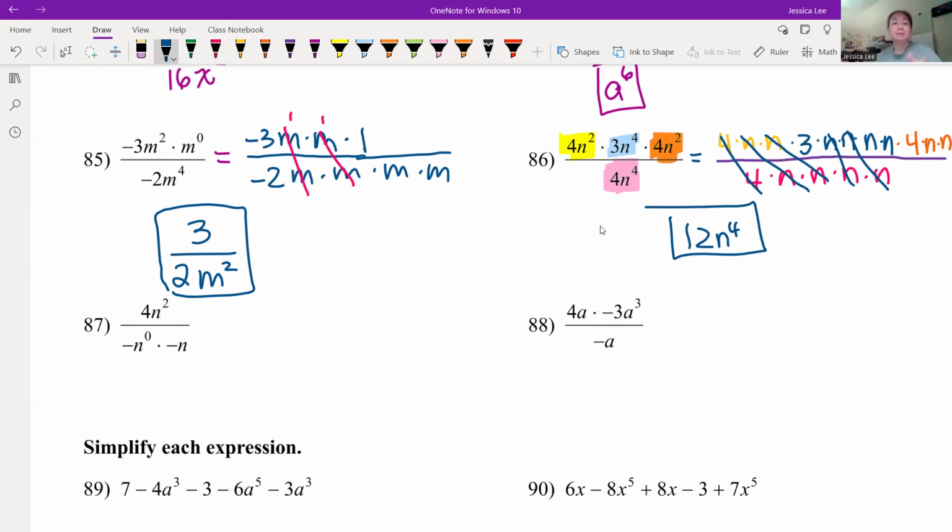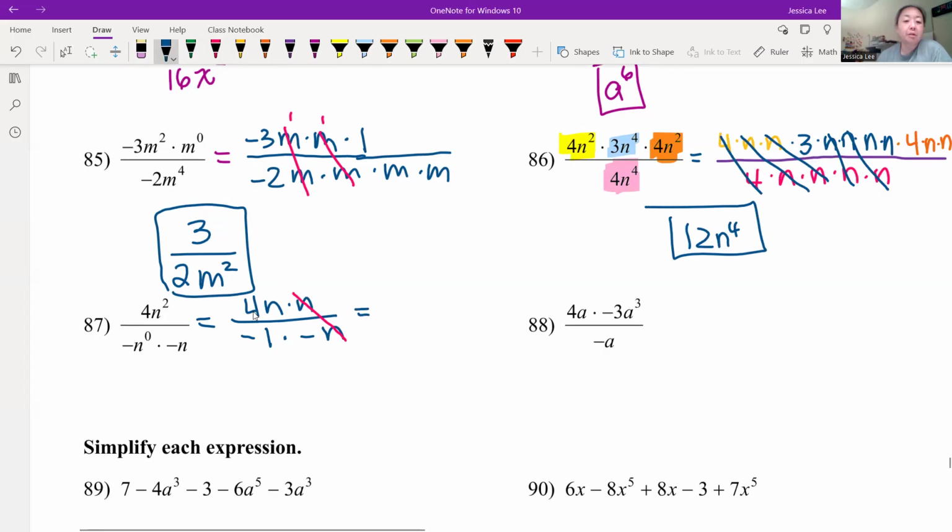Okay, 87. This is going to be, again, 4 times, we got 2 n's like this. On the bottom, we have a negative, n to the 0 power is just 1 times negative n. Got it? Can we cancel anything out? Yep, just this one right here.